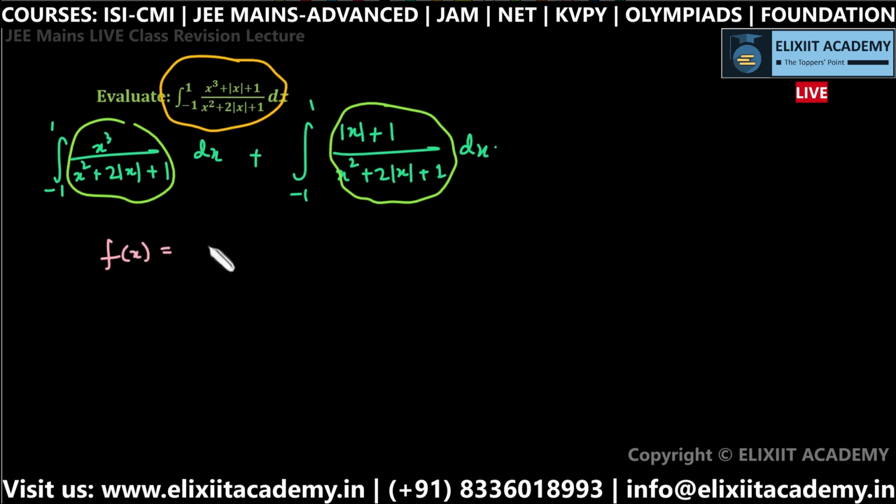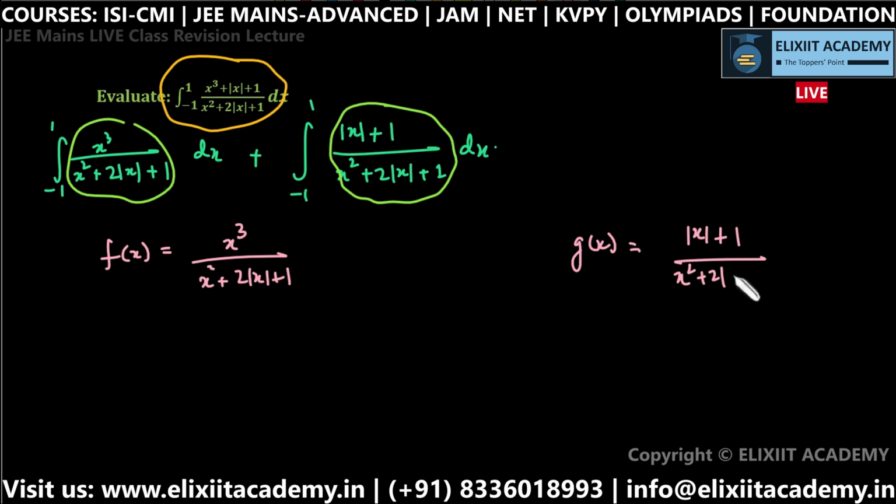f(x) is x cube upon x square plus 2 mod x plus 1, and we have one more function, g(x), which is mod x plus 1 divided by x square plus 2 mod x plus 1. Okay. So first of all, the property that will come to your mind is the odd and even property, right? Since the integration goes from minus 1 to 1, minus a to a, obviously the odd and even property will come to your mind.